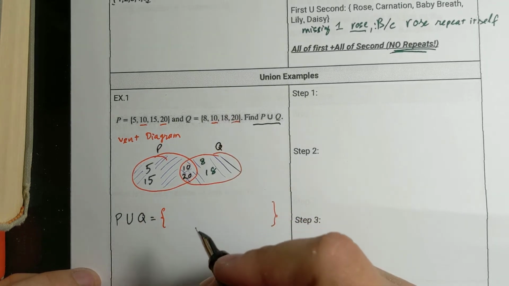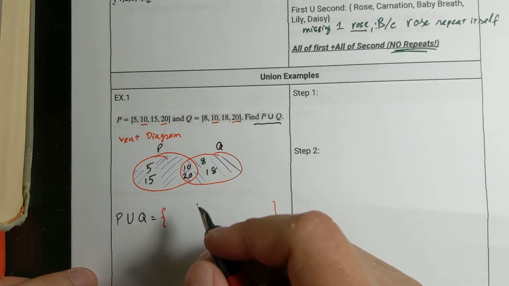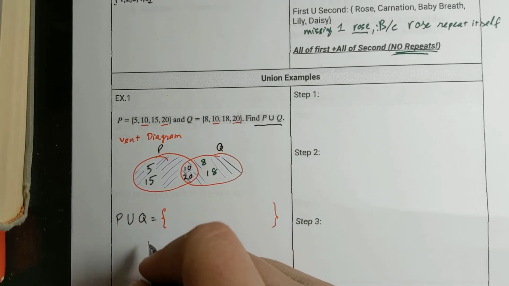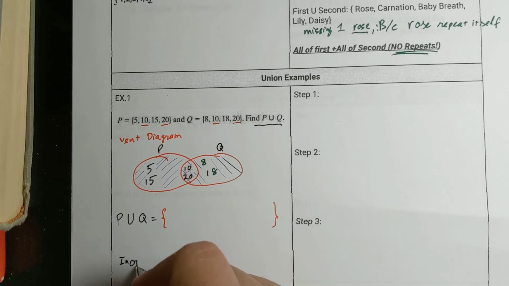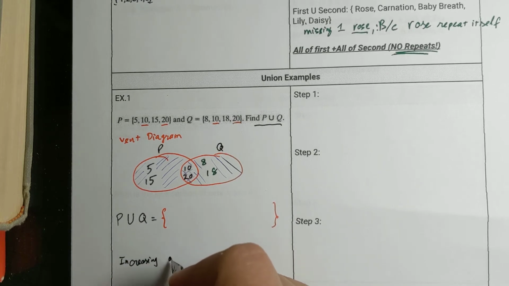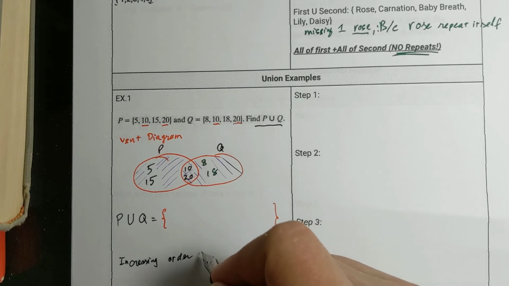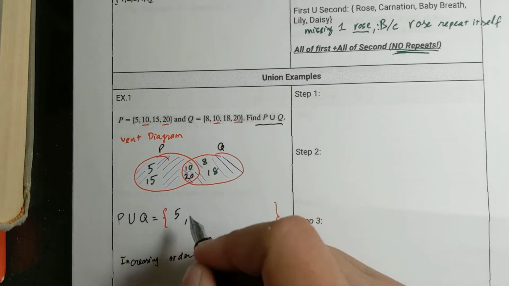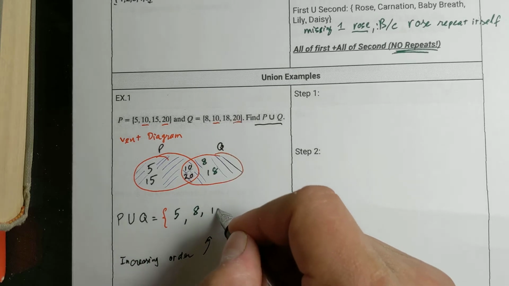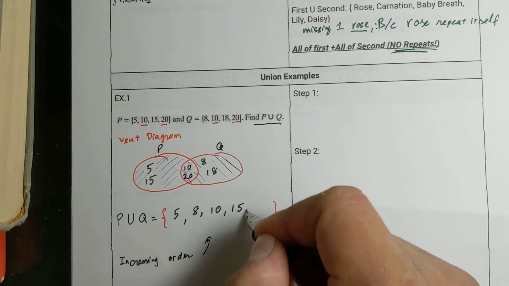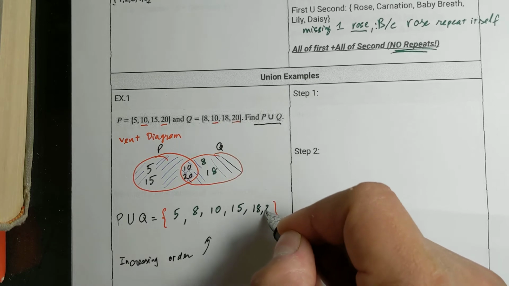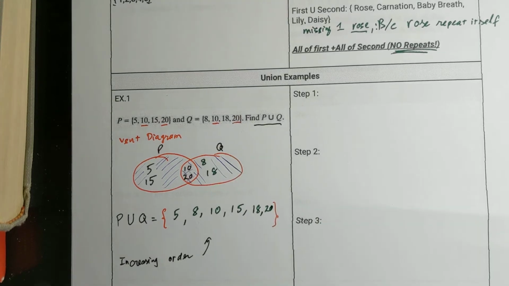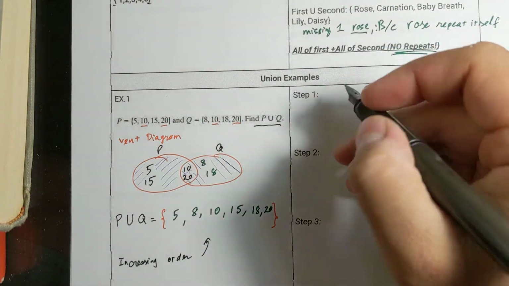If I'm a bit picky and want increasing order, it's going to be 5, 8, 10, 15, 18, and 20. So how do you write that set? Well, step 1 is to make a Venn diagram.